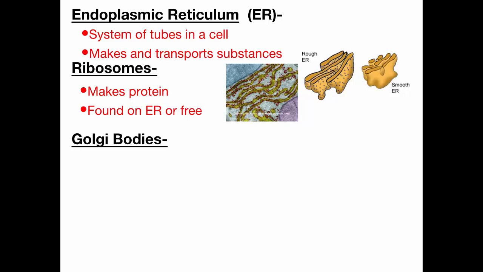A hint to remember ribosomes: the first three letters form what word? Rib. Anyone like to eat ribs? No one likes ribs? What's a rib made out of? Meat. What nutrient is in meat mostly? Protein. So if you remember, ribosomes, ribs are made of protein. Ribosome's job in the cell is to make protein.